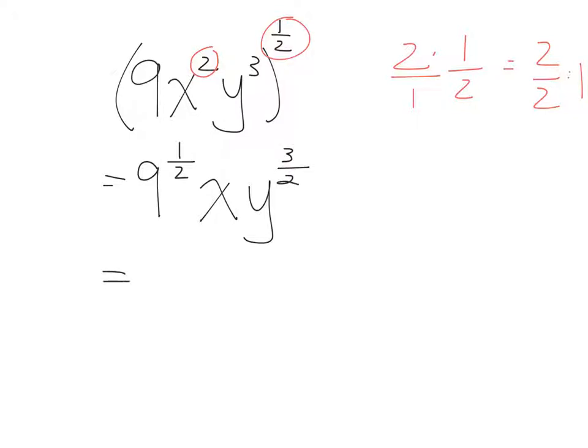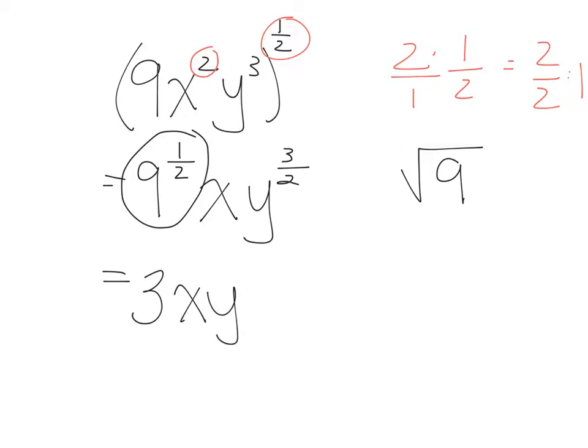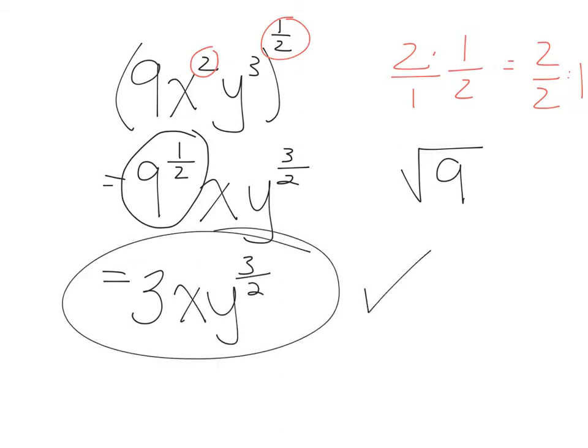And if I wanted to simplify it, well, I know 9 to the power of a half is actually the square root of 9. And I know the square root of 9 is actually just 3. So it would become 3x y to the power of 3 over 2. Done.